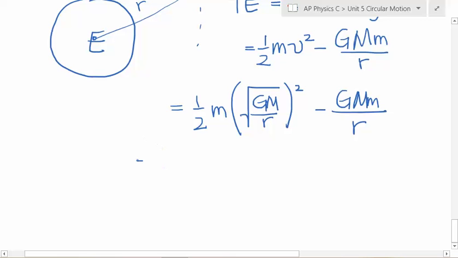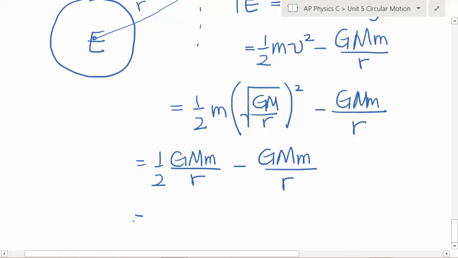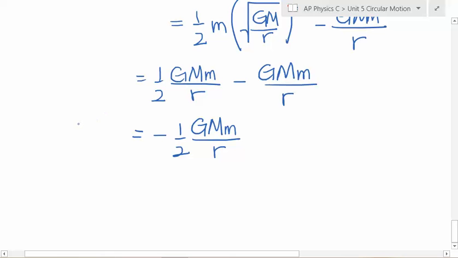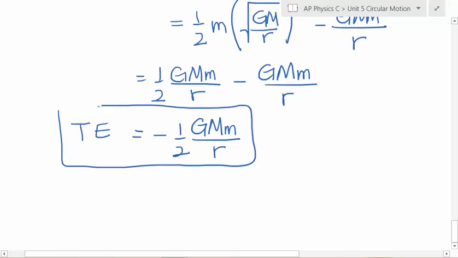And, let's see, that means that 1/2 of the square root squared, so G capital M little m over r, minus capital G capital M little m over r. Oh, what's that? Negative 1/2 G M m over r. So this is a way to find the total energy of an object in orbit, the total energy of the object in the orbit.